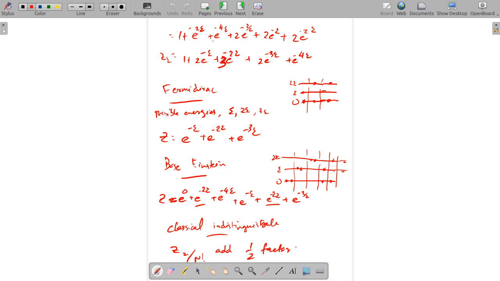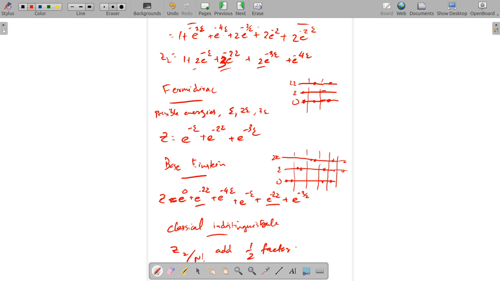You simplify that also. You have a minus 2 epsilon here and a minus 2 epsilon here added up, then you will get 1 plus 2 e raised to minus epsilon plus 3 times e raised to minus 2 epsilon plus 2 e raised to minus 3 epsilon. Actually there is a pattern: for minus epsilon and minus 3 epsilon there is a 2, and for minus 2 epsilon there is 3, and for e raised to 0 and e raised to minus 4 epsilon, they have the factor 1.